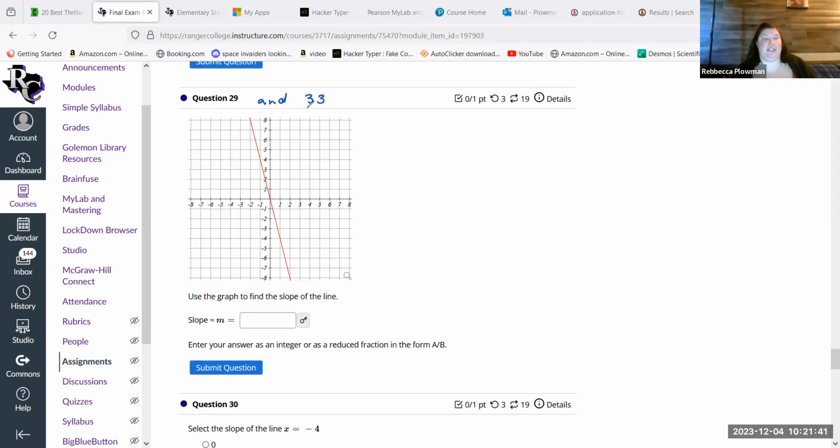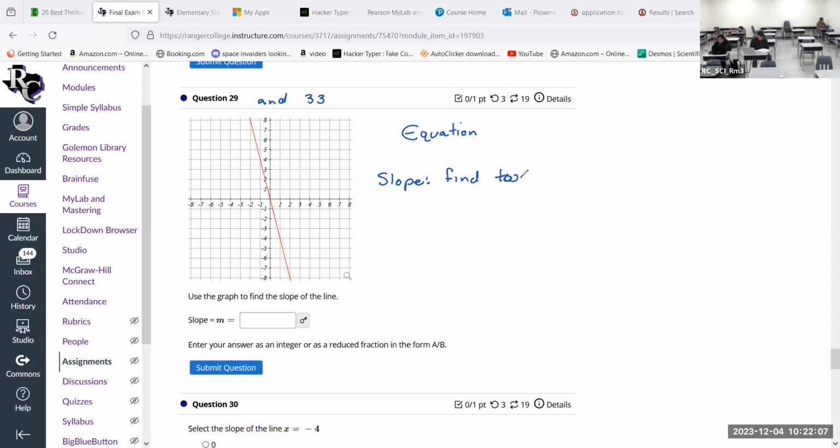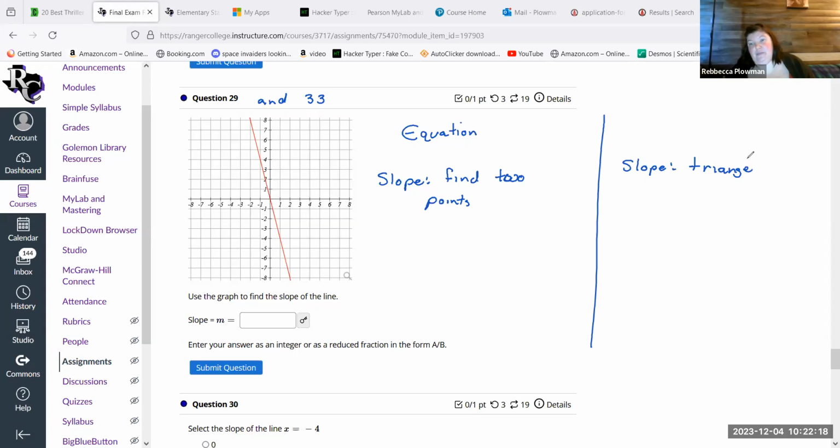So 29 and 33 kind of get you in the same place here, but let's say we wanted to find an equation to this, which is basically what 29 is saying. Well, this one came out nice. If we want slope, there's two ways to do it, but one was to find 2 points. The other way was to do it with a triangle that we've been doing.